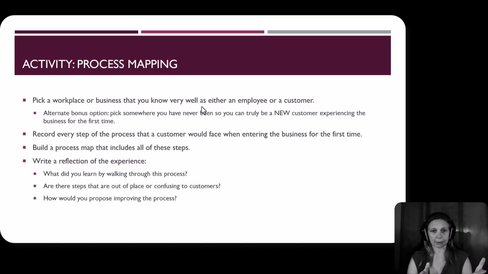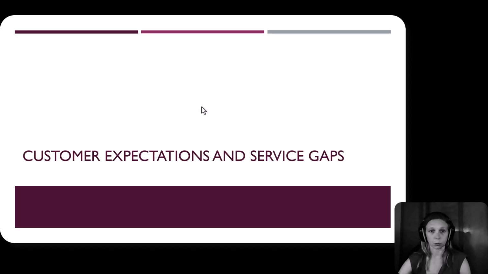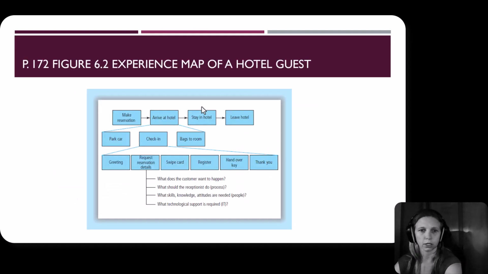Build a process map that includes all of these steps, and then reflect on the experience. What did you learn by walking through this process? Are there steps that are out of place or confusing to customers? And how would you propose improving the process? And it would look, ooh, hold on. It should look like this.